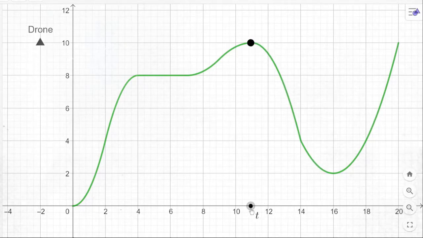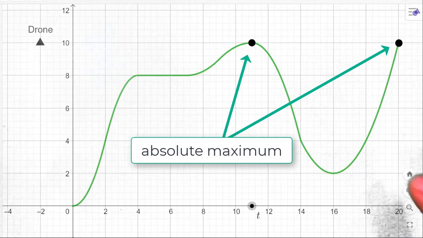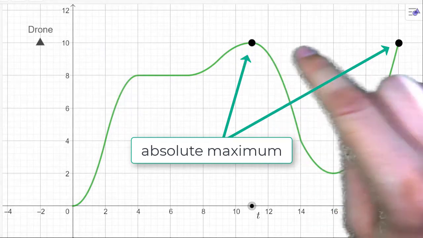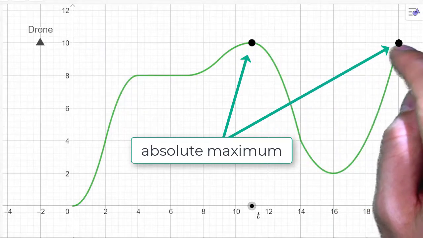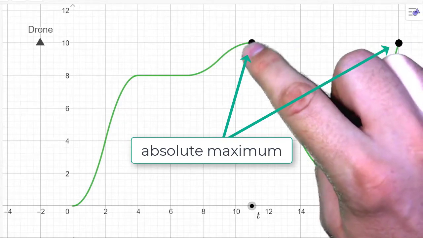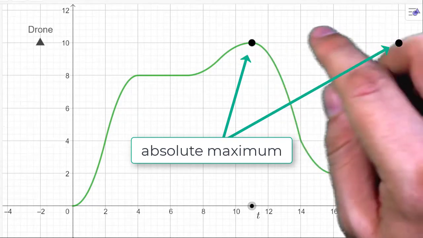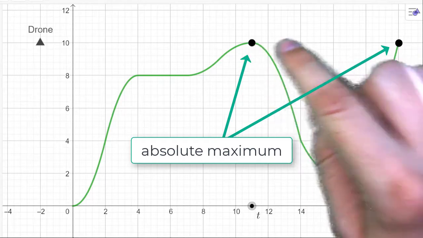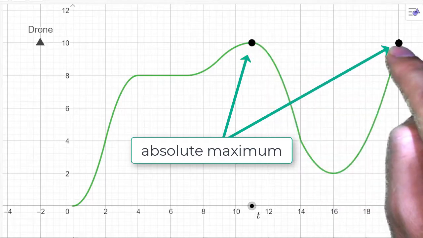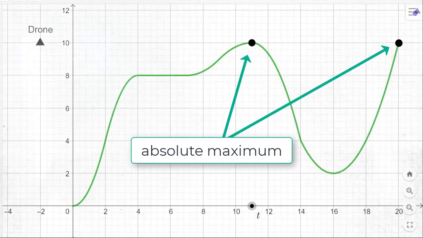So this is an important point to make here, that the absolute maximum and absolute minimum, while there can be only one value, right? The height is the biggest here. There can only be one value for the absolute max or min, but it can occur at more than one point. So keep that in mind. It can occur at more than one point.